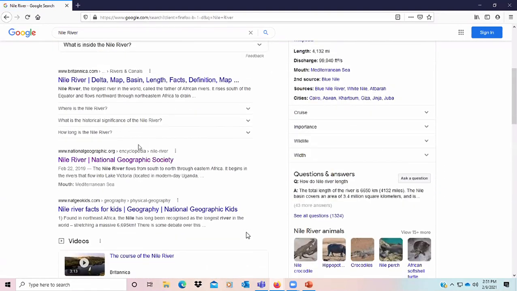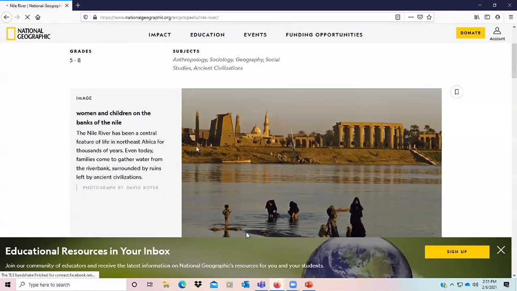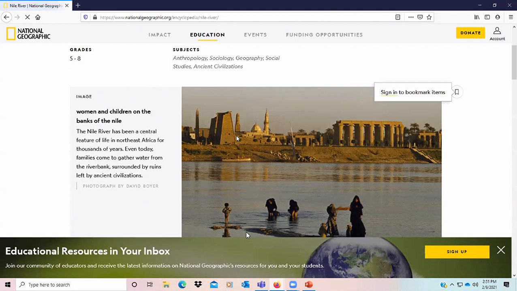All right, and we can go to National Geographic. That's another good site. And this is the River Nile, you see? People are bathing in the Nile. These are old Egyptian temples with some modern ones.